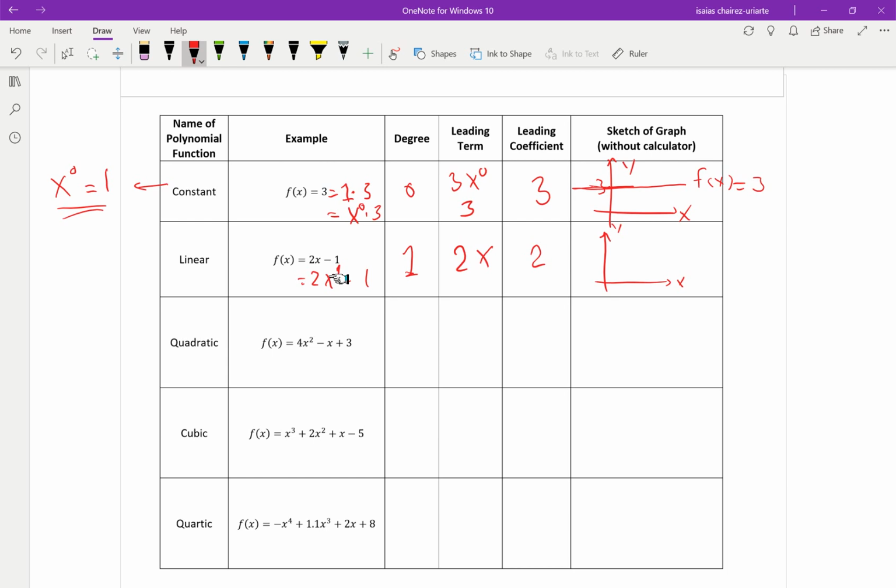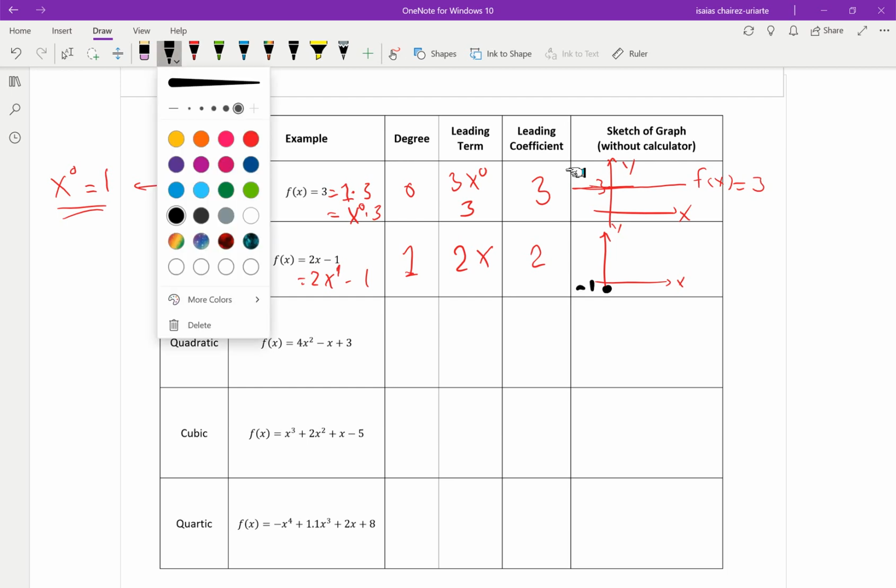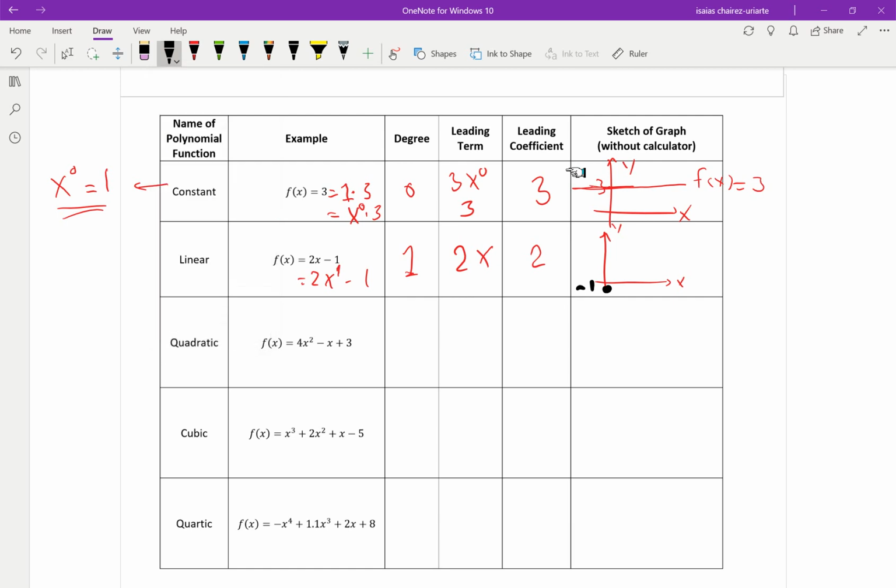Okay, so this has a y-intercept of -1. Let's say -1 is down here. Let's diminish the thickness there. All right, so -1, and it has a slope of 2. So up 2 and over 1. It's some little line that looks sort of like that. So this is f of x equals 2x minus 1. That's not the best sketch, but you get the idea.